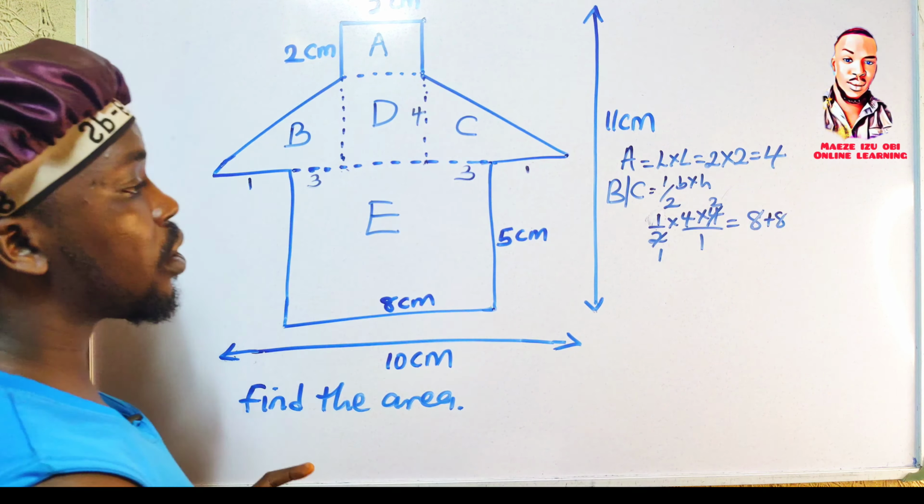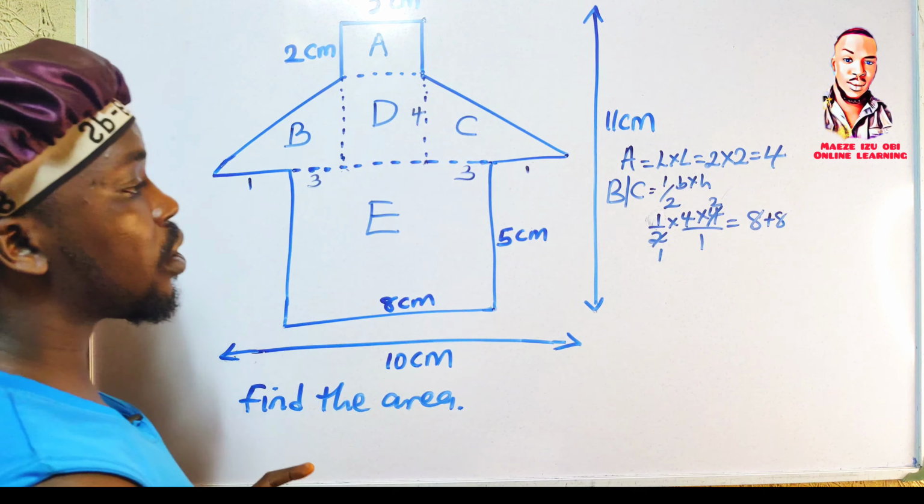So the next thing we are going to look for now is D. For us to look for D, what we need is just the height and the base or the width. The height here is already 4. Now from here to here will still be 2. So it becomes length times width, which is 4 times 2, which is 8. Now for us to find E, which is the last figure. E is just a simple rectangle we used to know, which is 8 and 5. Therefore length times width, which is 8 times 5, will become 40.